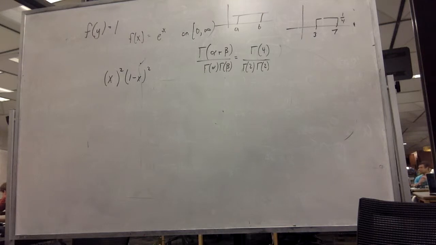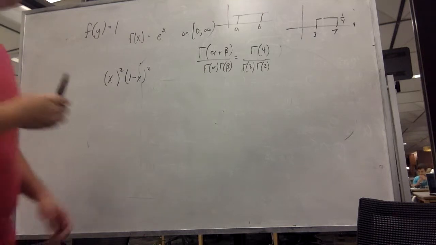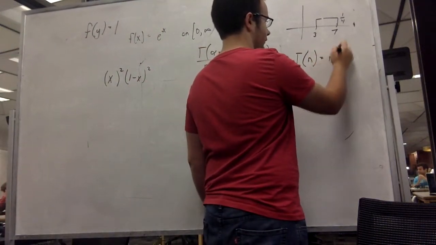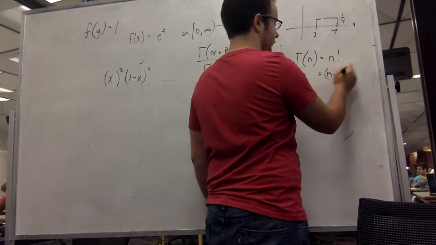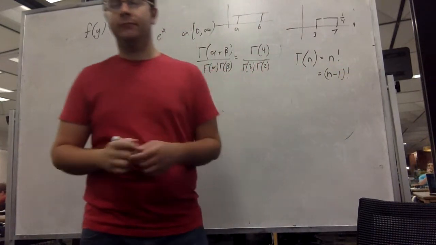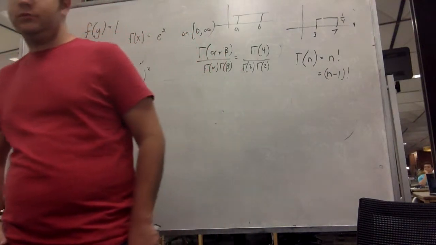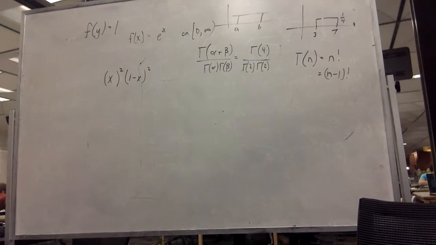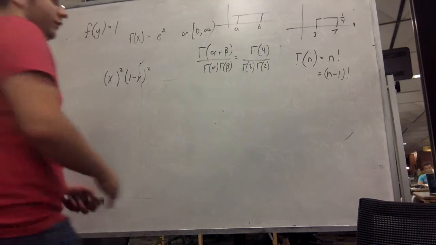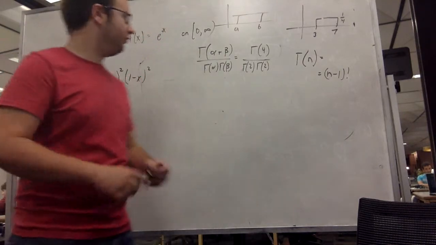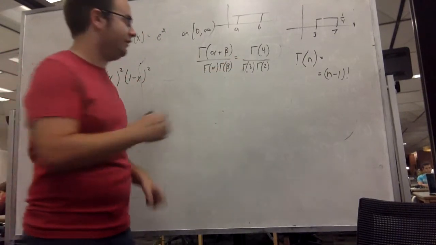So it's 1 over gamma of alpha times. I just want to know what gamma of n is. Is that n factorial, or is it n minus 1 factorial? Wolfram Alpha will tell you. Gamma of 4 is 6, so it's n minus 1 factorial. Gamma of n is equal to n minus 1 factorial. So what would gamma of 4 be? That's 6. We just found that out.